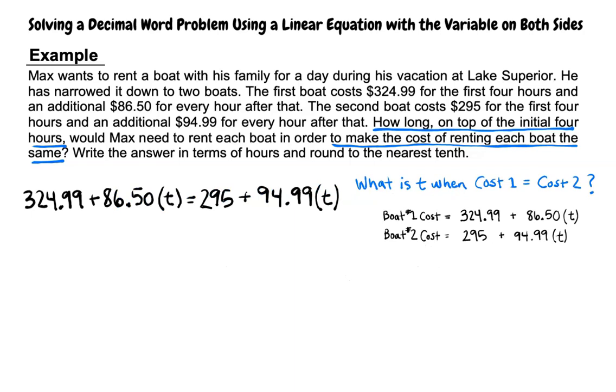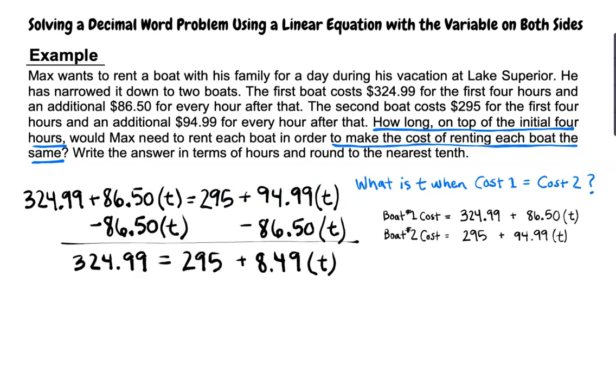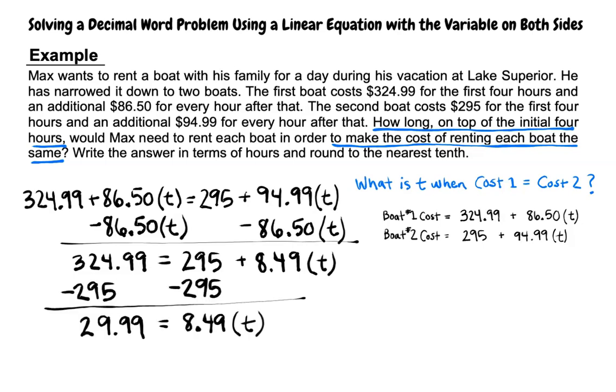After setting the 2 expressions equal to each other, we will isolate t on one side of the equation by first subtracting 86.50t from both sides and write 324.99 equals 295 plus 8.49t. We also need to subtract 295 from both sides and write 29.99 equals 8.49t. What is the last step to be able to solve for t? I think we need to divide both sides of the equation by 8.49.